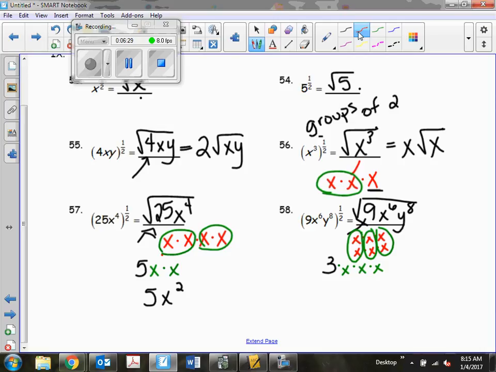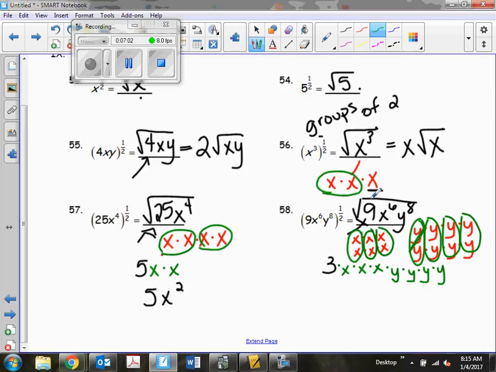And then let's look at our y's. y to the 8th is saying y times y times y 8 times. And I am looking for groups of 2. So I have a group here, group here, group here, and group here. So I have 4 groups that are coming out. So this is saying times y, times y, times y, times y.